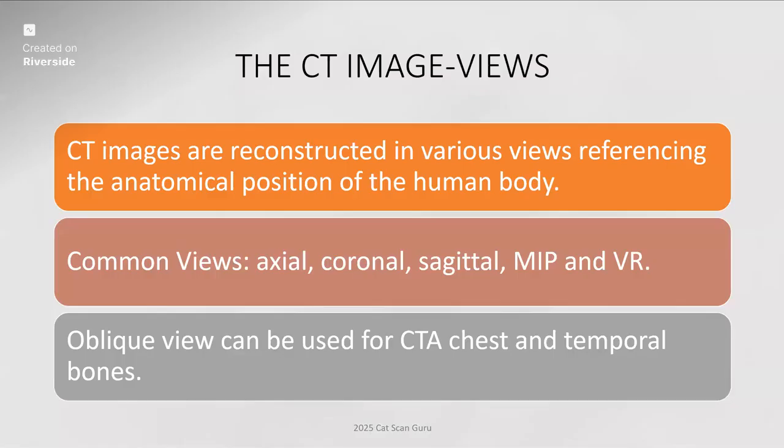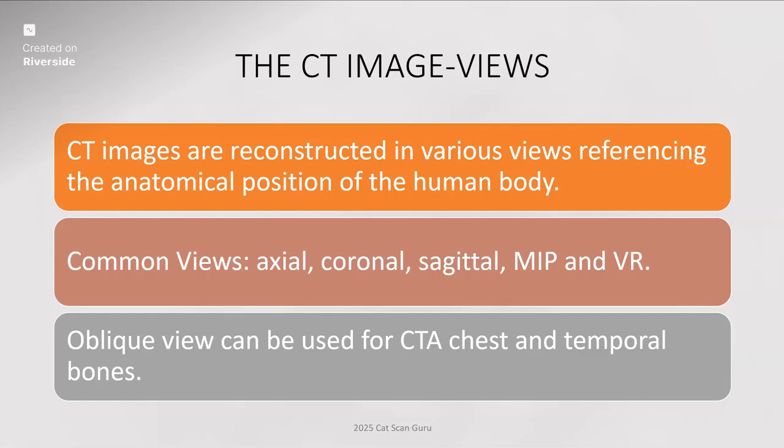Now, your CT images and your views. CT images can be constructed in various views, referencing the anatomical position of the body. So you have your basic anatomical position, you have your coronal, your sagittal, and then we do some 3D post reconstructions like a MIP and a 3D VR, a volume rendering. And then oblique views, of course, which we use for things like a CTA of the chest and temporal bones.